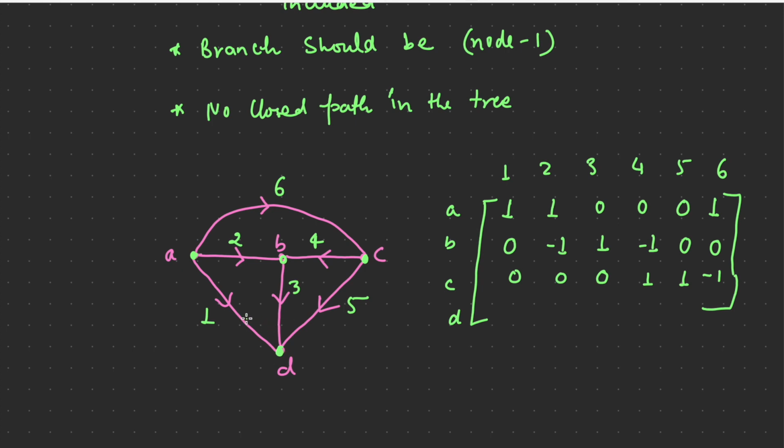For node D, all 3 branches 1, 3 and 5 are incoming. So 1, 3 and 5 will be -1. And the other 3 branches are not connected, so it will be 0. So this is called the incidence matrix for the given graph.